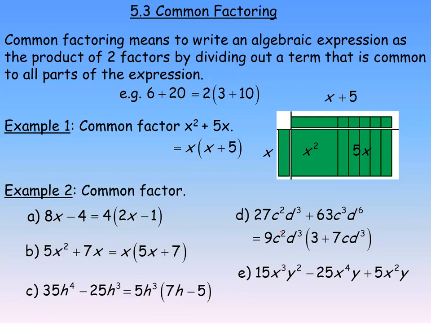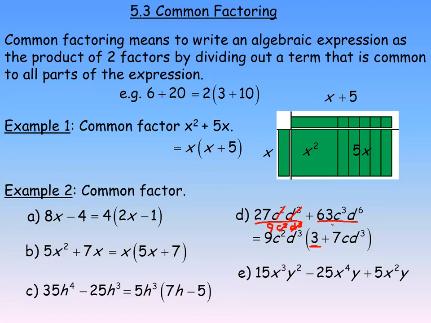So if we divide this by 9c squared d cubed, that's the common factor, then 27 divided by 9 is 3. The c squareds would divide out completely, and the d cubes would as well. So that's why 27 divided by 9 just gives you a 3 here.